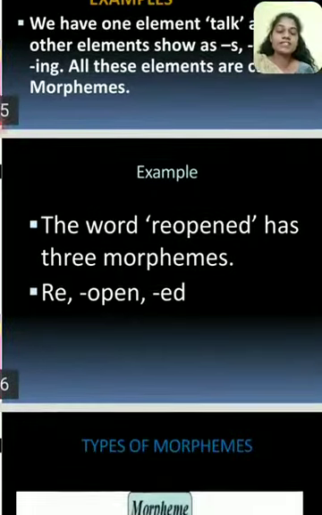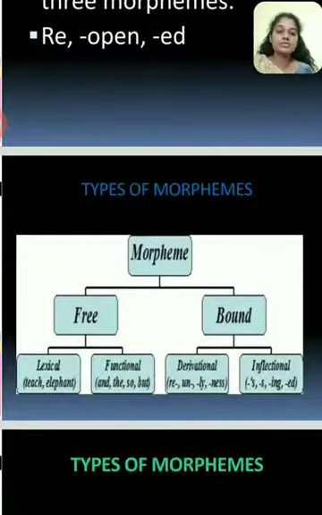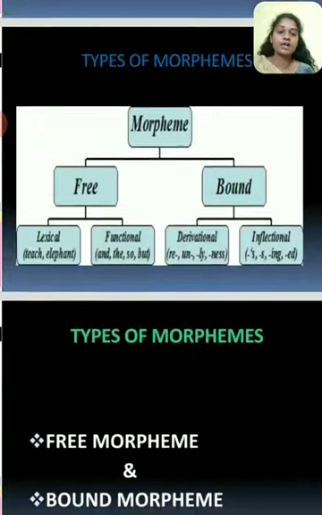Next, we can classify these morphemes into two types. First one, free morphemes and bound morphemes. And we can classify these free morphemes into two types: lexical morphemes and functional morphemes. Bound morphemes we can also classify into two types: first one, derivational, next inflectional.